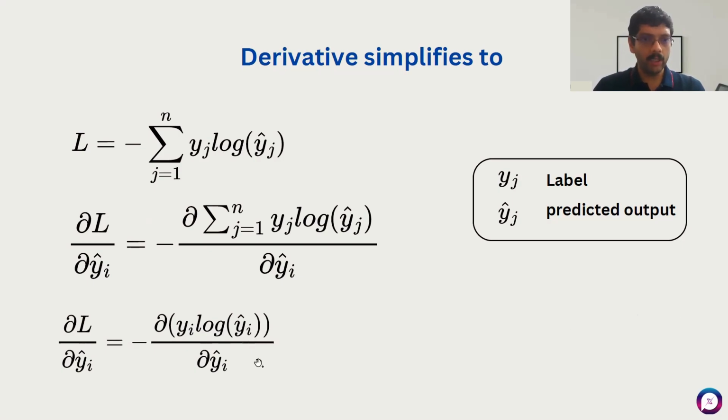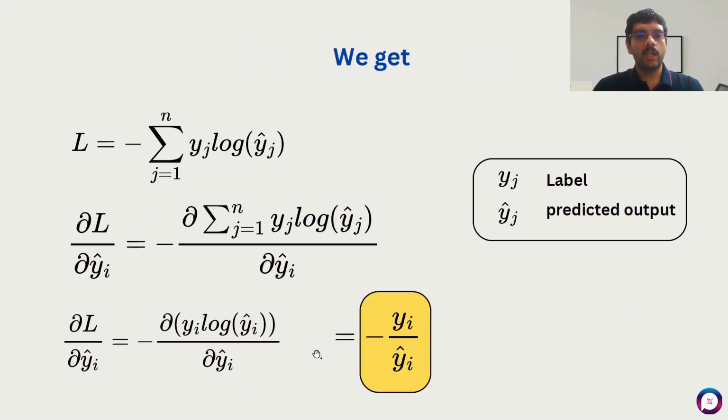So if it was y1, it would be dou L by dou y1 hat is dou by dou y1 hat of y1 log y1 hat. If it was y2, the same way, and so on. Now, there's no dependence on yi, so that is taken outside the derivative as well. You get dou by dou yi hat of log yi hat. The derivative of a log of something is 1 by that something. So what you end up with is minus yi by yi hat.